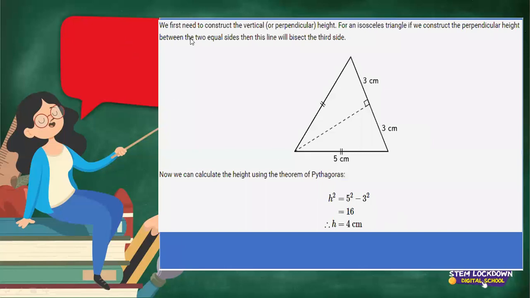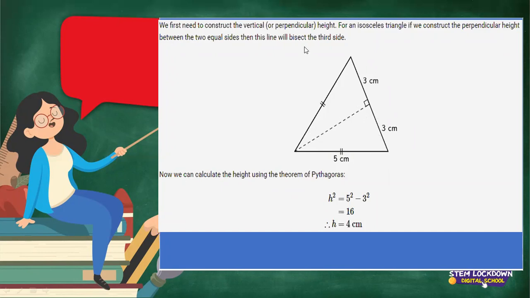So we first need to construct a vertical or perpendicular height. For an isosceles triangle, we construct the perpendicular height between the two equal sides. Then this line will bisect the third side. So when you construct your height towards the third side, your continuing line will bisect it into 3 and 3.